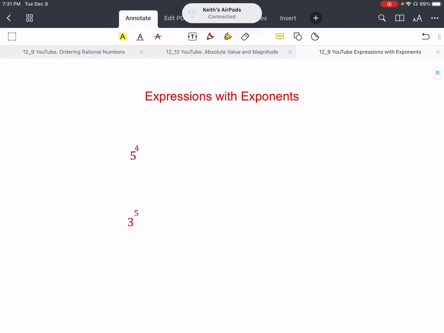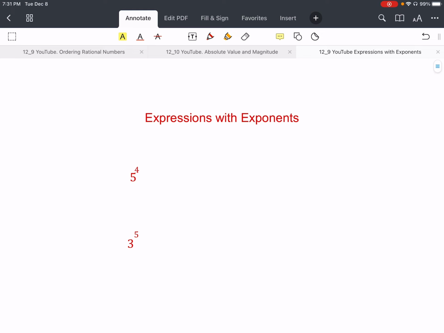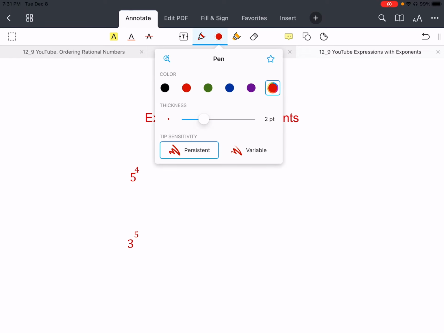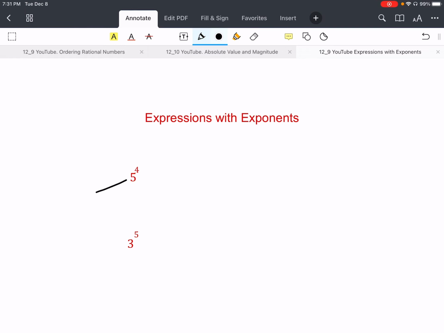All right, today's lesson was solving expressions with exponents, and we did a little review and practice to understand what exponents mean. So in these first couple examples, we have our base number, which is the 5. Let's write that in black. So our base is 5, and the smaller number, of course, is the exponent.